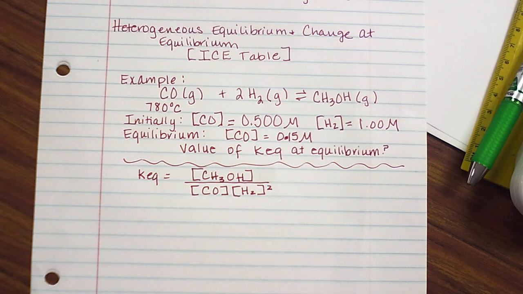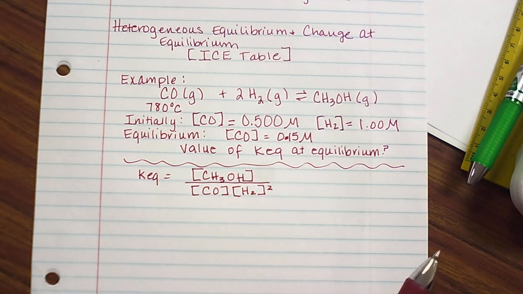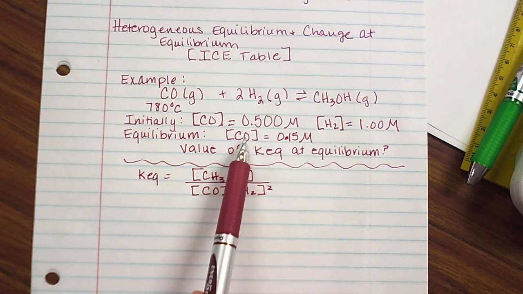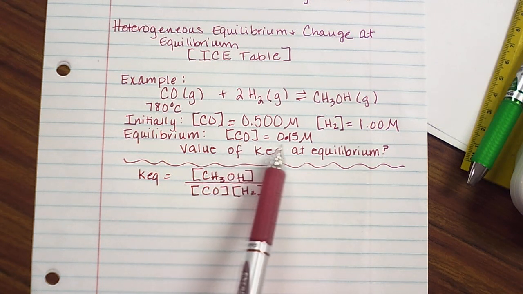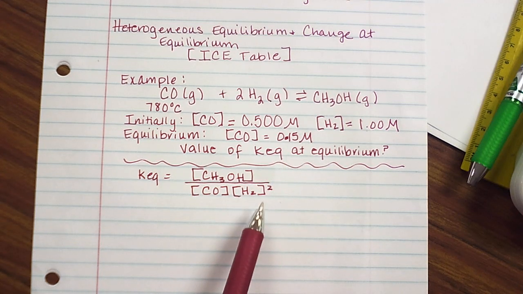Does that make sense? So we start the reaction out with these two concentrations here and here. We put them into the container, and then we wait. And when the reaction has reached equilibrium, what we know is that the carbon monoxide is at this molarity. But we don't really know anything else. And what we want to know is, what's our K at that temperature, and what is the KEQ?